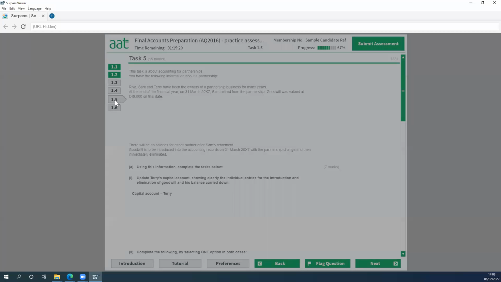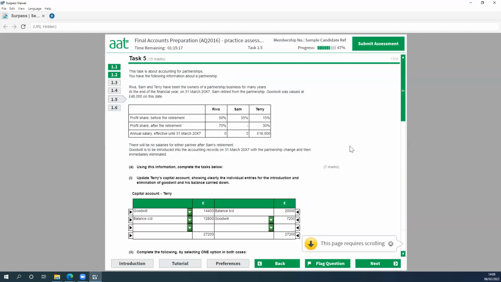1.5. Okay, this task is about partnerships. You said you got the following information about a partnership.